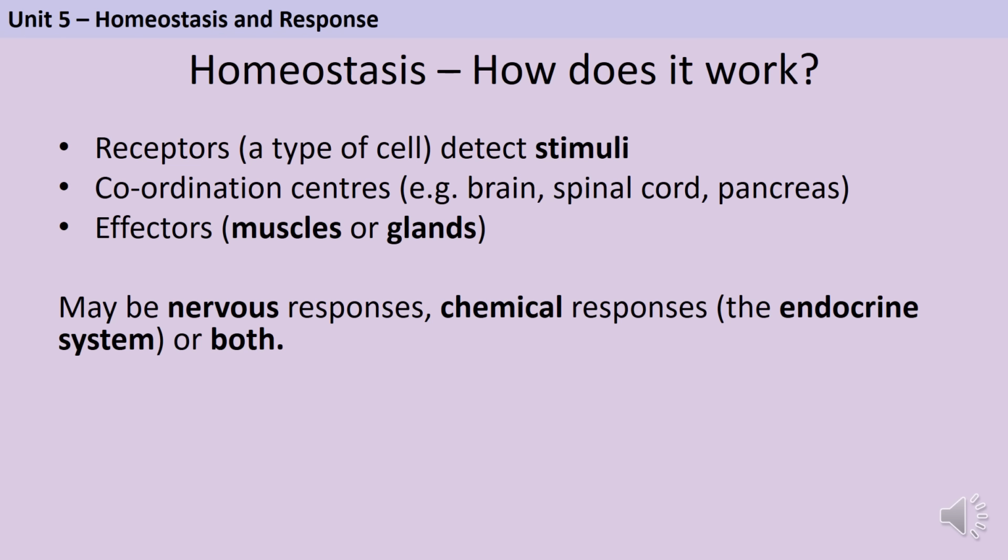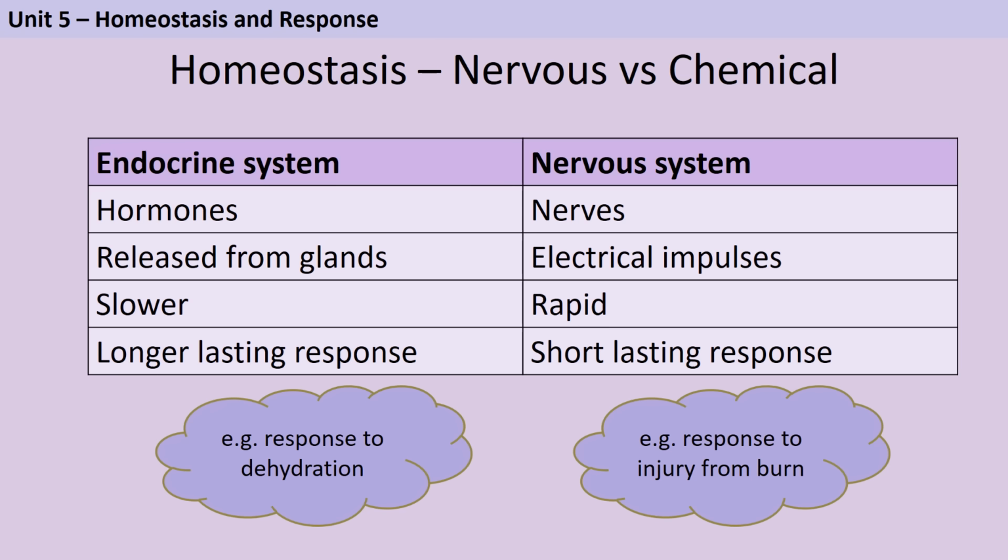So there are nervous responses from your nervous system, and there are also chemical responses from your endocrine system, which is the hormones, and also there are some responses that involve both of those systems. So you might be wondering, why do we have these two systems? Well, the endocrine system works using hormones which are released from glands, and it's slower and produces longer lasting responses. So your endocrine system is responsible for things like you going through puberty, but also for responses like dehydration, where it needs to go on for quite a long time.